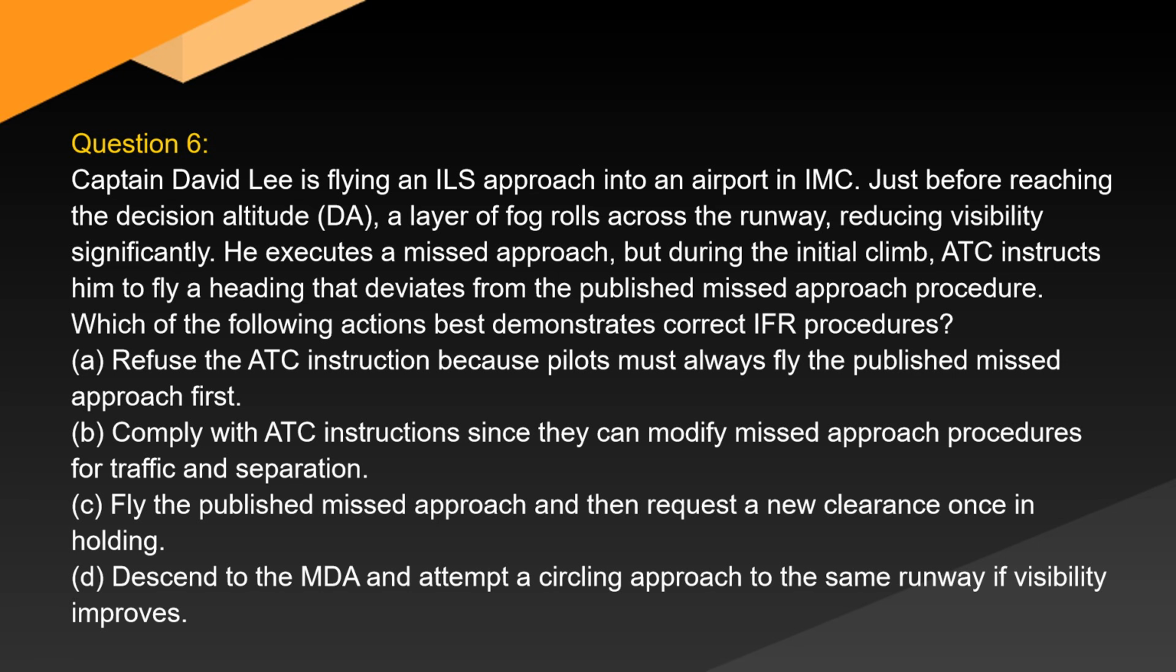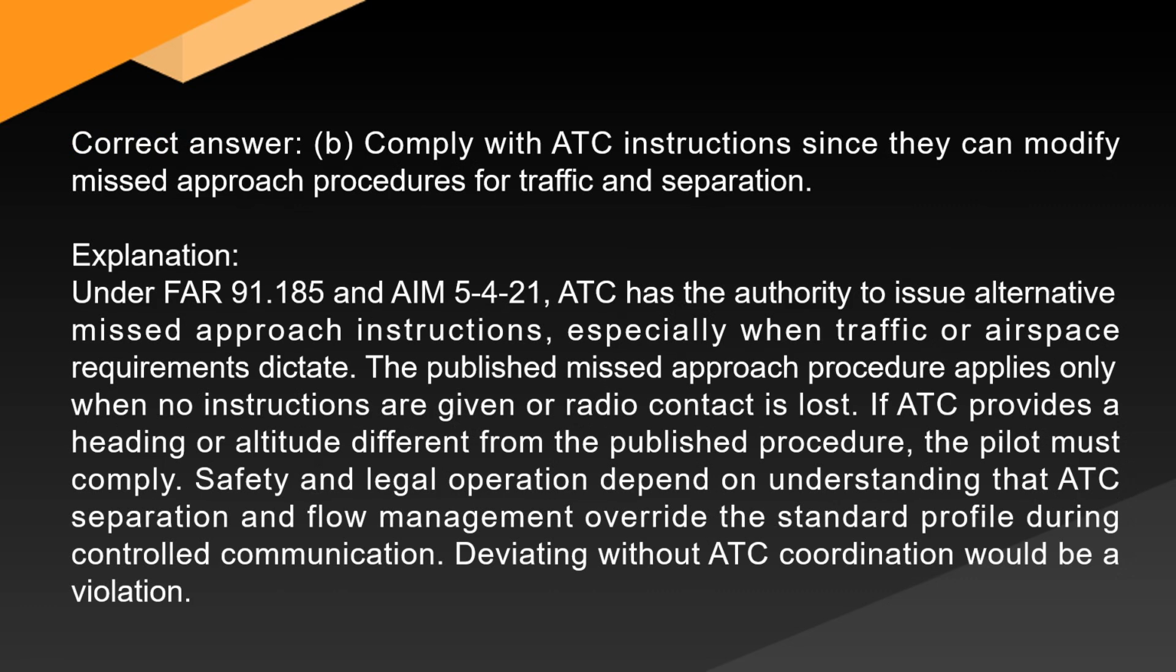A. Refuse the ATC instruction, because pilots must always fly the published missed approach first. B. Comply with ATC instructions, since they can modify missed approach procedures for traffic and separation. C. Fly the published missed approach, and then request a new clearance once in holding. D. Descend to the MDA and attempt a circling approach to the same runway if visibility improves. Correct answer: B. Comply with ATC instructions, since they can modify missed approach procedures for traffic and separation.